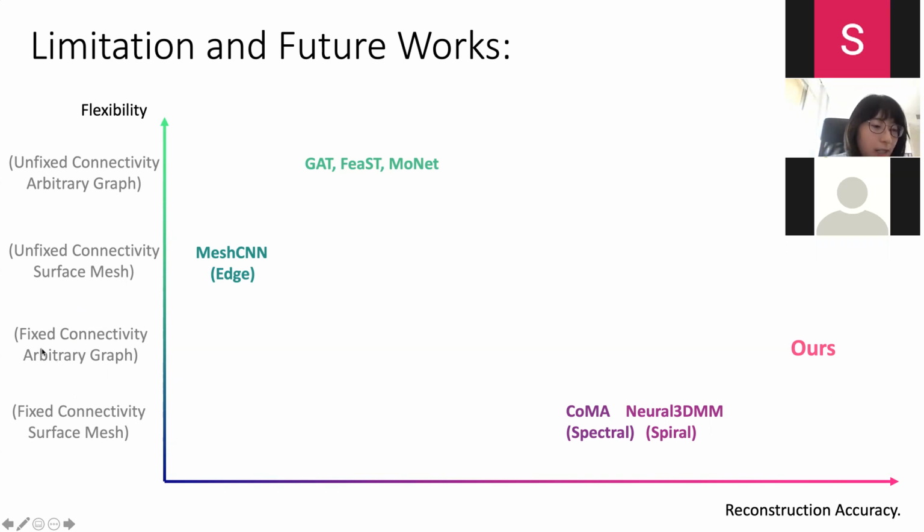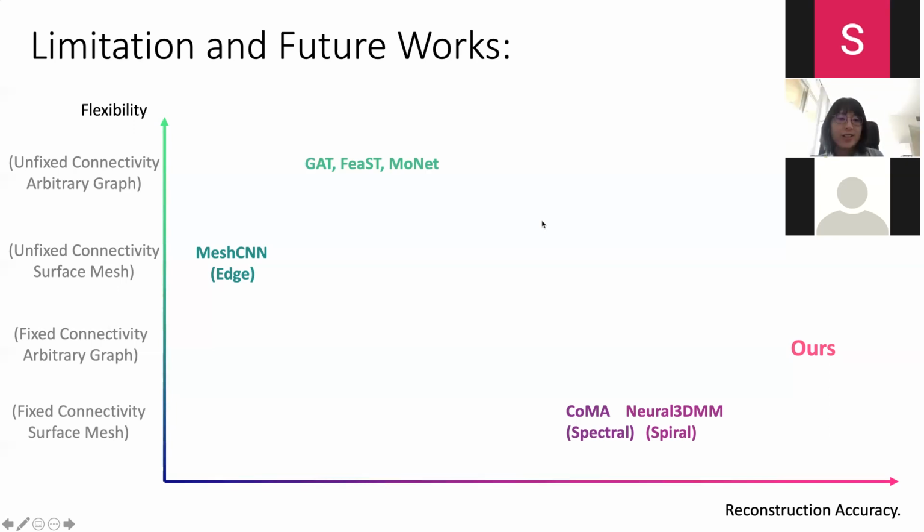With a little bit more flexibility, it can be applied on an arbitrary graph, but with fixed connectivity. Here is our method with high reconstruction accuracy. And there are also methods with even more flexibility, like unfixed connectivity, but only applied on the surface mesh, which is the edge CNN. And finally, the most flexible one is the unfixed connectivity with arbitrary graph, which are those big group of methods called graph CNN. However, they usually can only reconstruct local features, but not the 3D geometry, and they cannot, for example, be applied on up and downsampled architectures. I mean, architectures with upsampling and downsampling of the mesh.